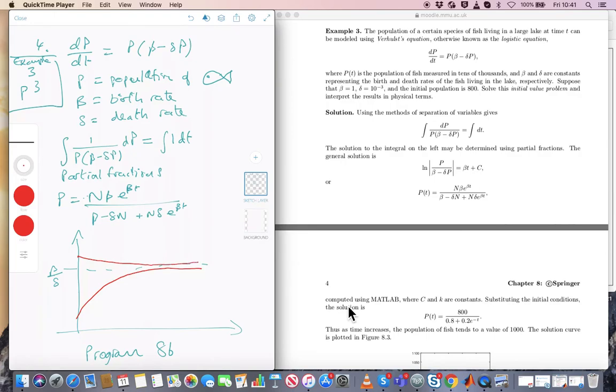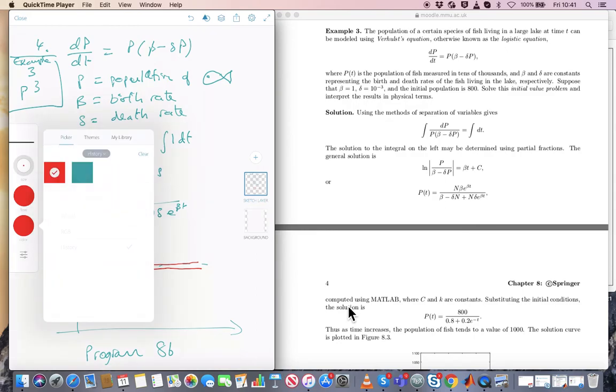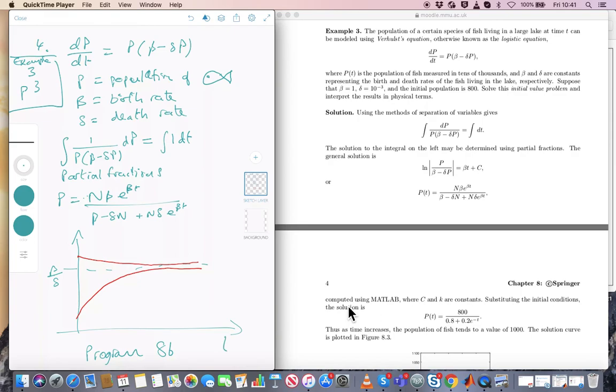On the axis, we have our time, and the y-axis gives the population. I'll explain more about this when we look at the MATLAB program for plotting these solution curves. So that completes the first video for separable differential equations.